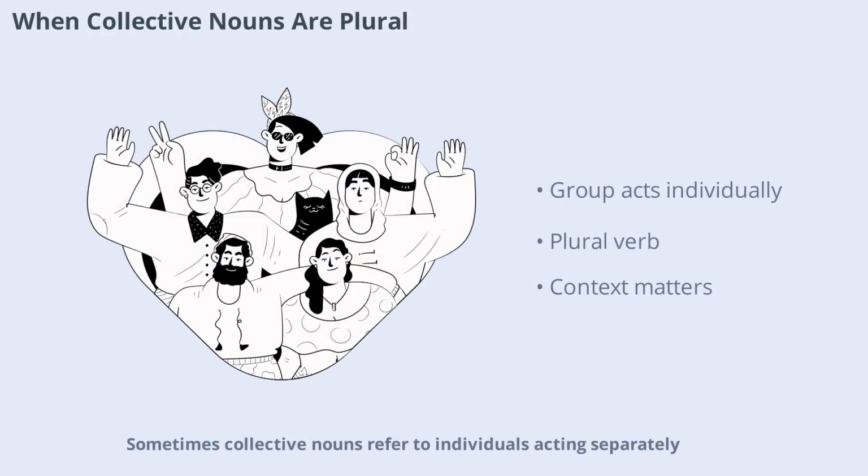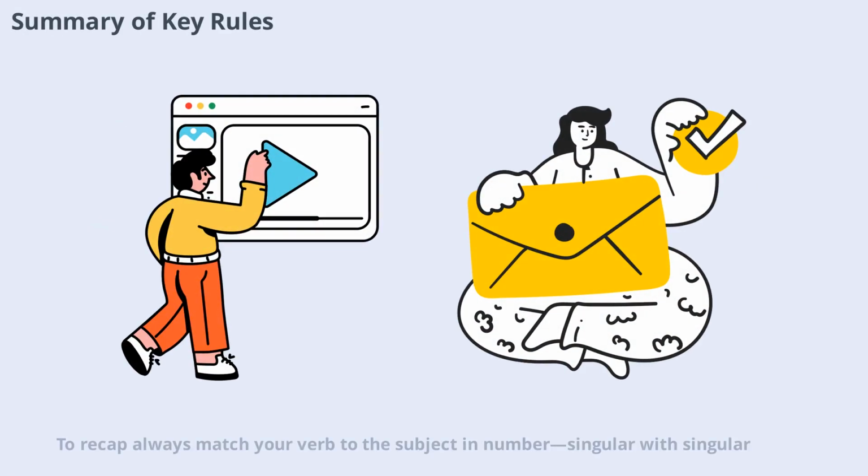Sometimes, collective nouns refer to individuals acting separately. In these cases, use a plural verb. For example, the team are arguing among themselves. Here, the team members are acting as individuals, so the verb is plural. To recap, always match your verb to the subject in number, singular with singular, plural with plural. Watch out for compound subjects, intervening phrases, indefinite pronouns, and collective nouns.